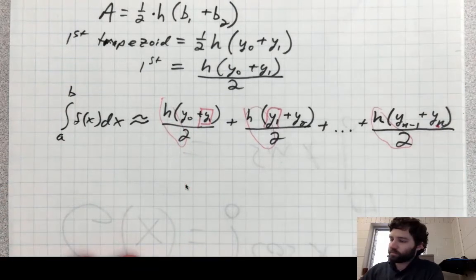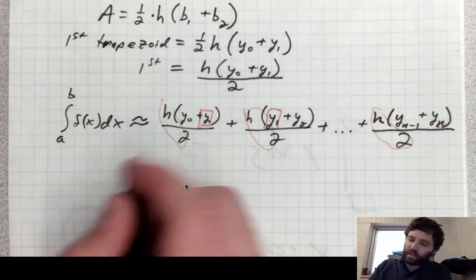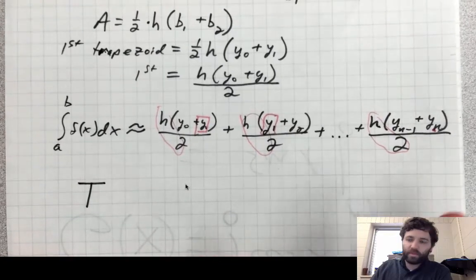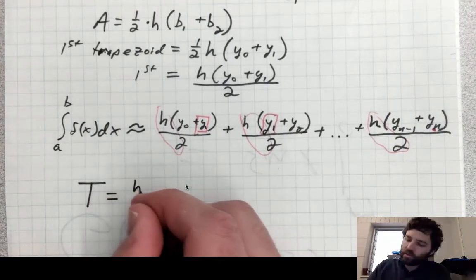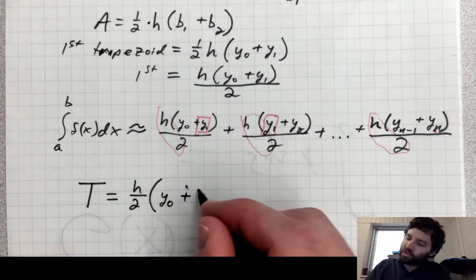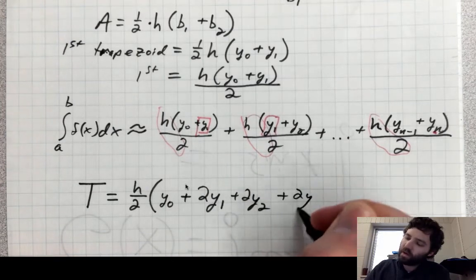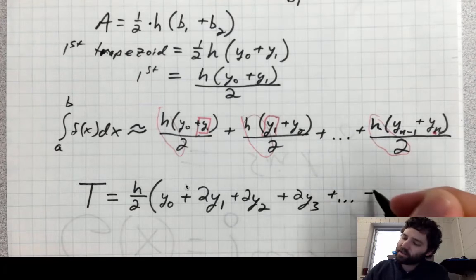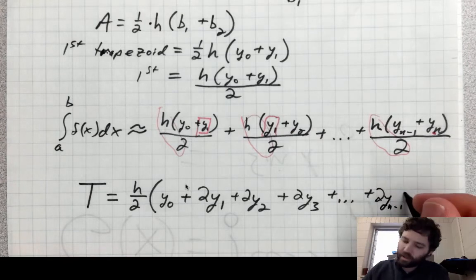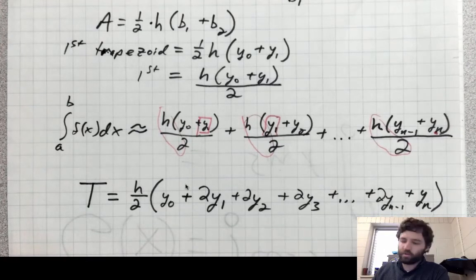So if we are to simplify this expression here, we'll write, the book uses capital T, so we'll stick with what they use. So T is equal to h over 2 times y sub 0 plus 2 y sub 1 plus 2 y sub 2 plus 2 y sub 3 plus ... until you get down to the end where you have 2 y sub n minus 1 plus just y sub n. Okay, so there is your formula for trapezoids.